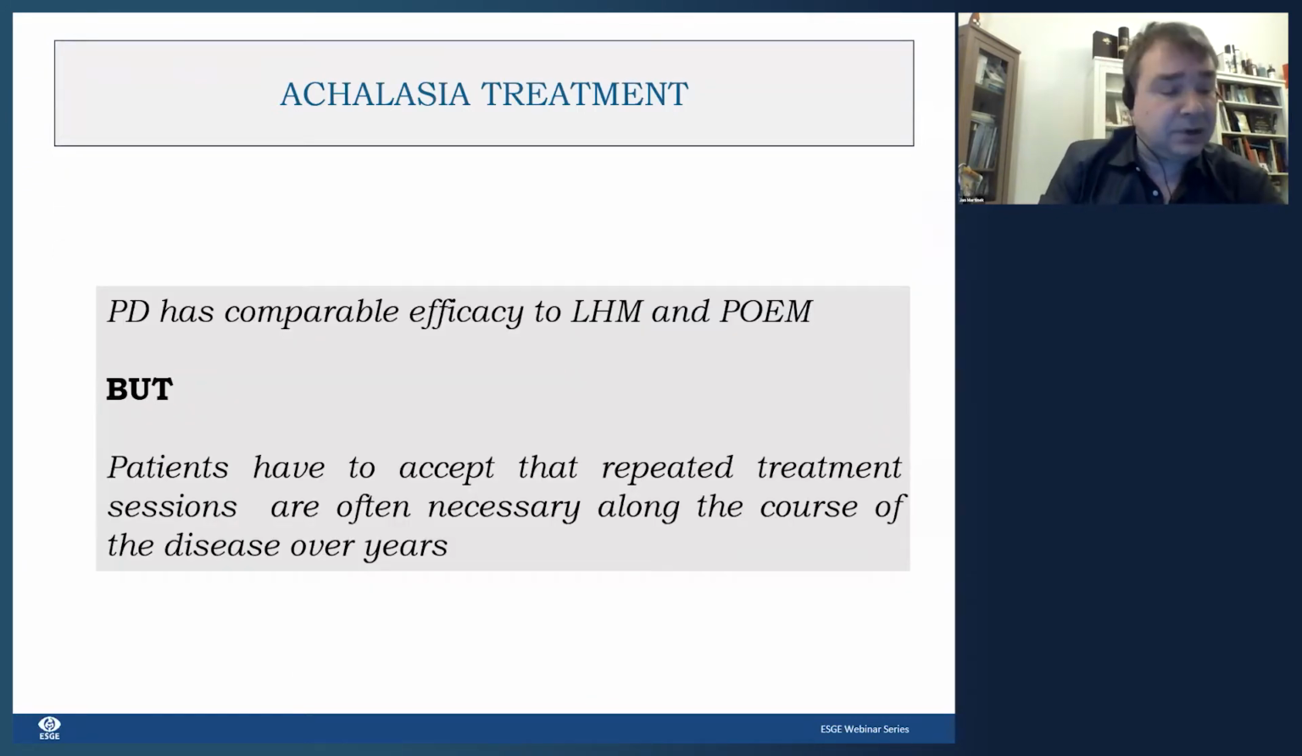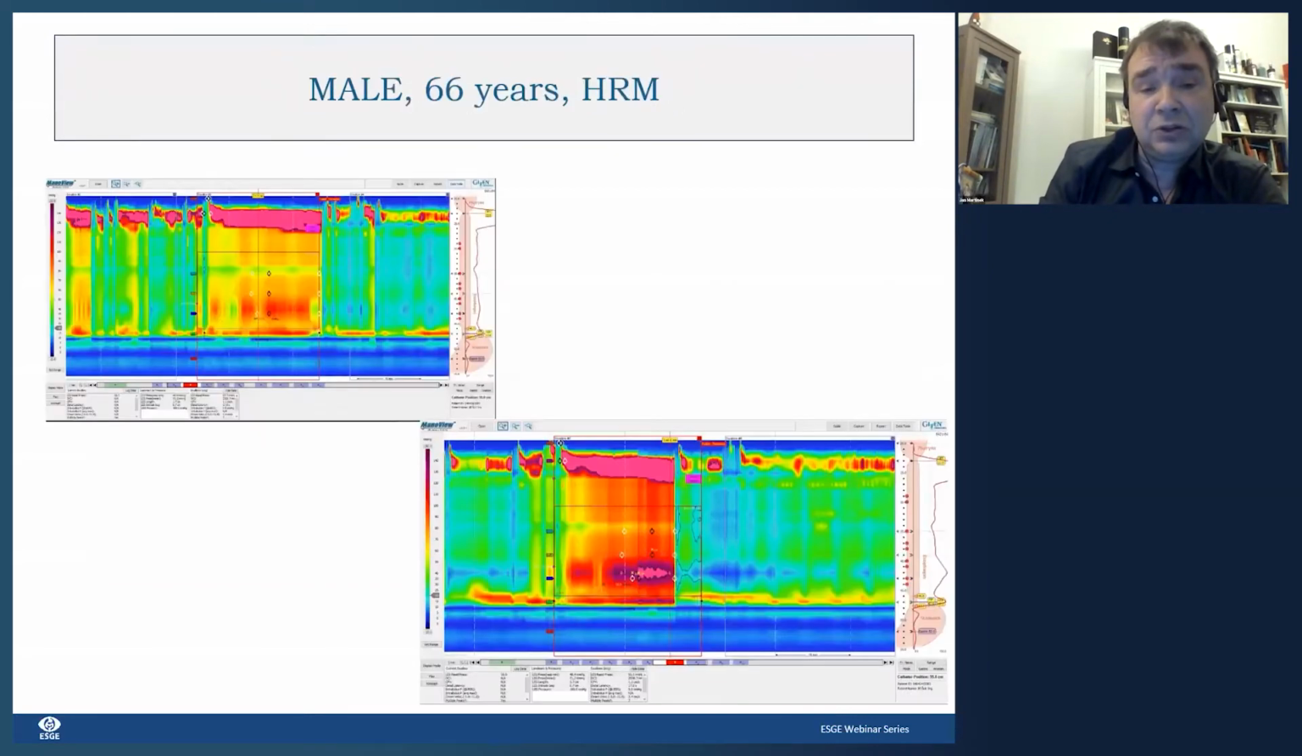PD has comparable efficacy to laparoscopic myotomy and POEM, but there is an important point: patients have to accept that repeated treatment sessions are often necessary along the course of the disease. As long as the patients accept this fact, PD is considered an effective and safe treatment for patients with achalasia. Back to our case, this is the manometry.